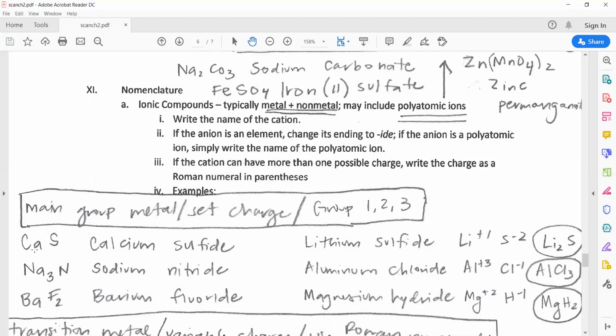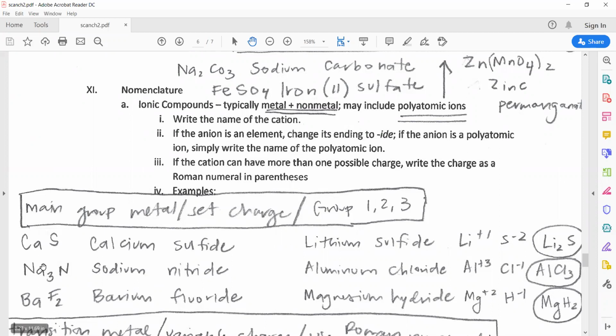It starts with a metal, which means I'm an ionic compound. Then you ask yourself, what kind of metal? And it is a main group metal because calcium is always a +2 charge. And so to name these, what you do is name the first element, which is calcium, and then name the second element and change the ending to "ide." So calcium sulfide.